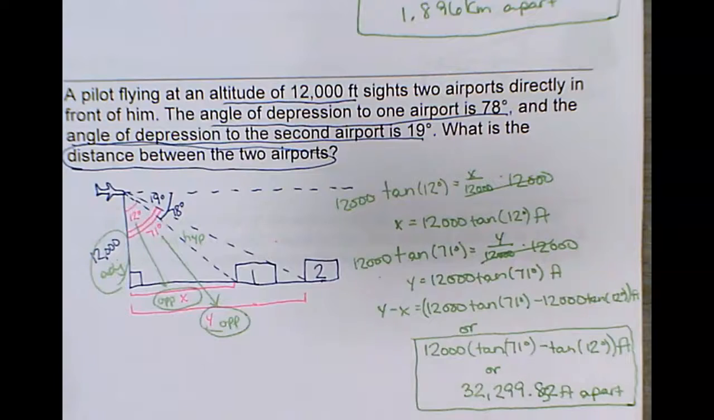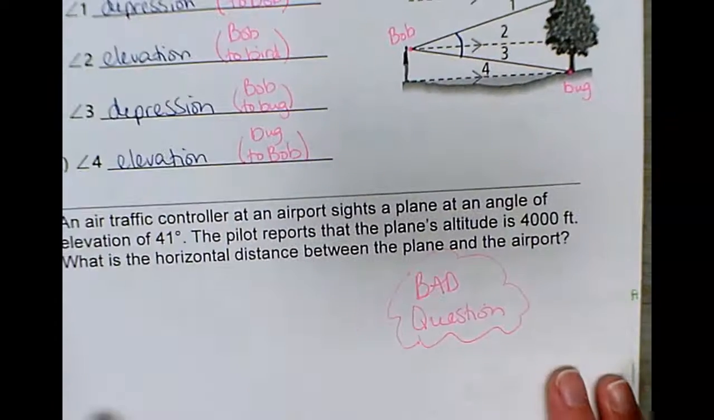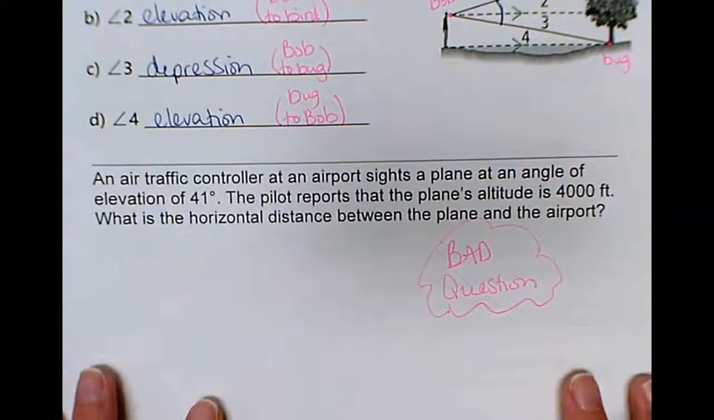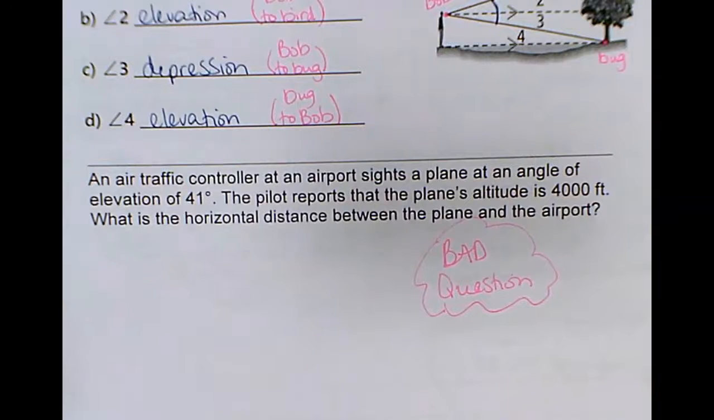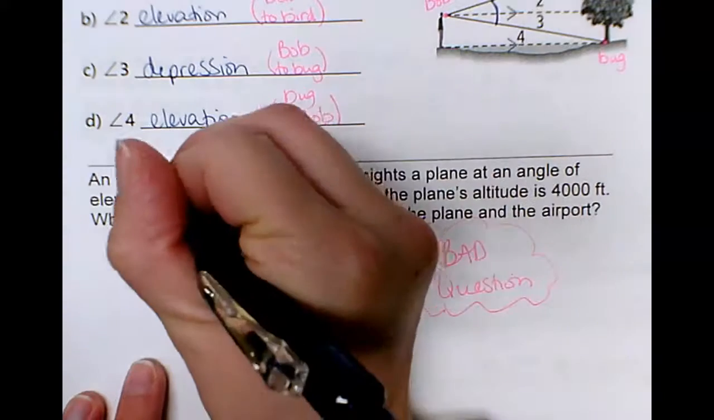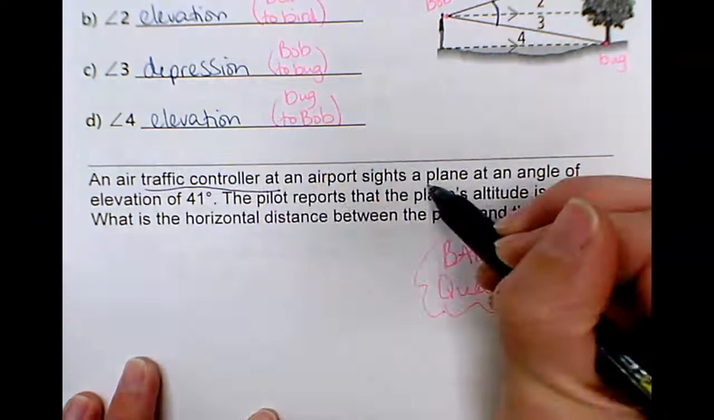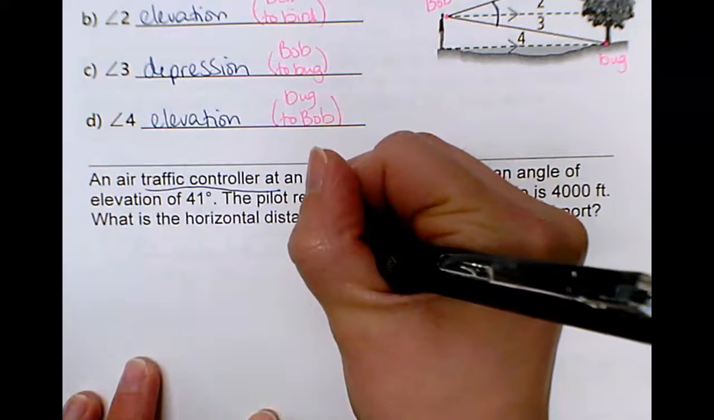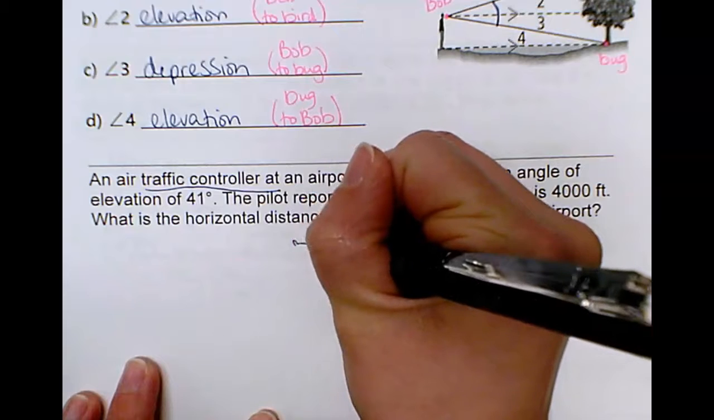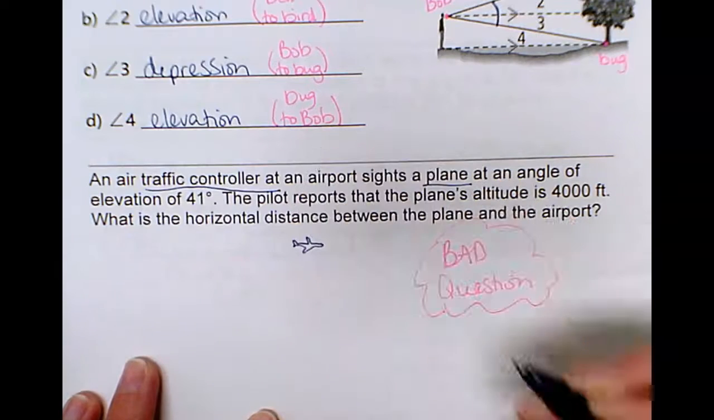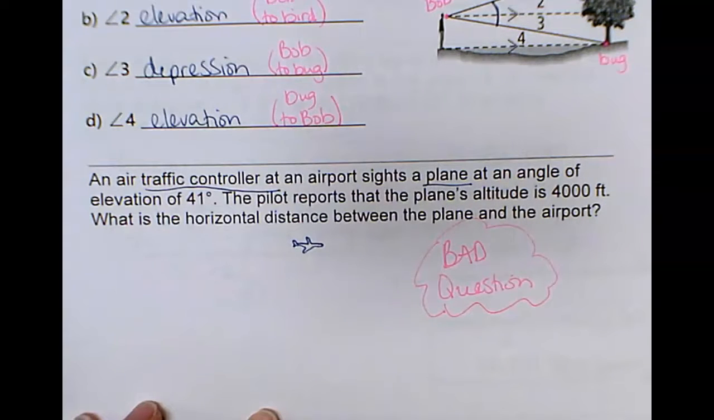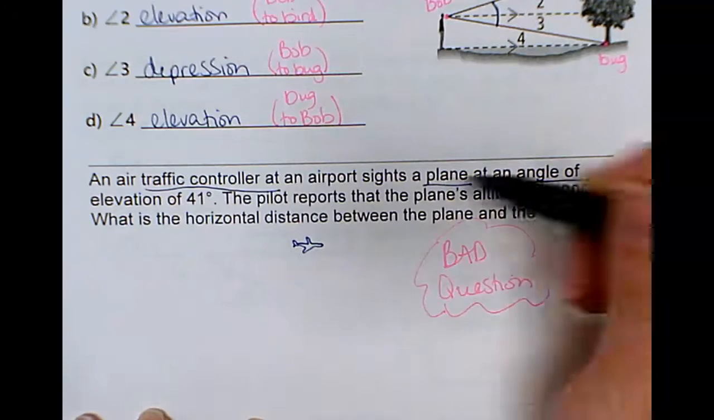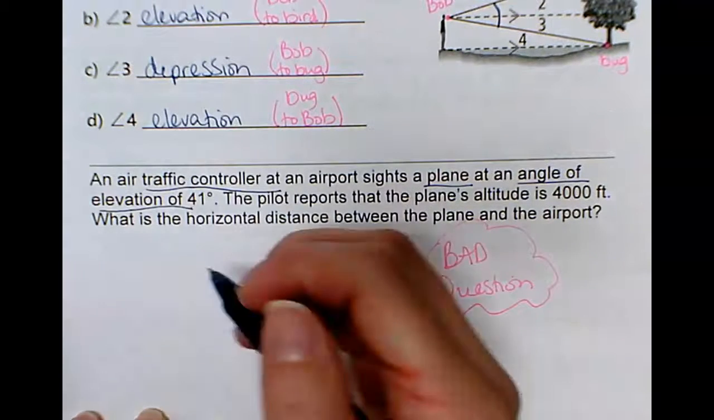So before we end the video, I want to go back and look at the bad question. And I want to talk about why it is a bad question. So it says an air traffic controller at an airport sights a plane. So there is a plane in the air somewhere at an angle of elevation of 41 feet. Or sorry, 41 degrees.